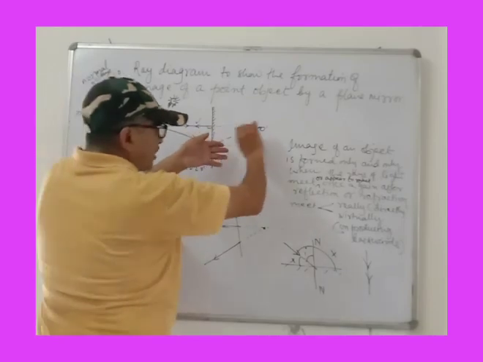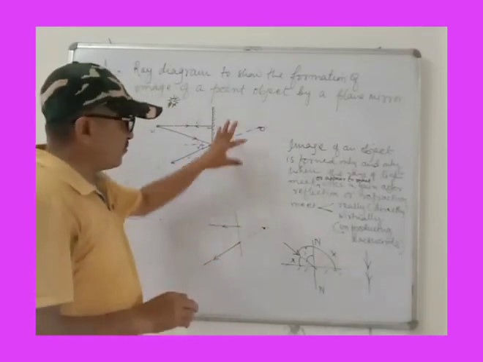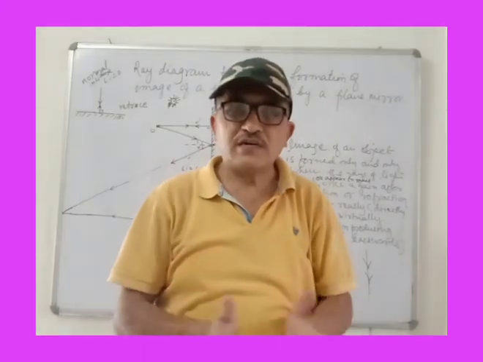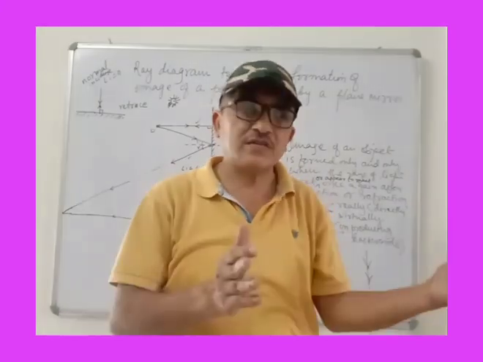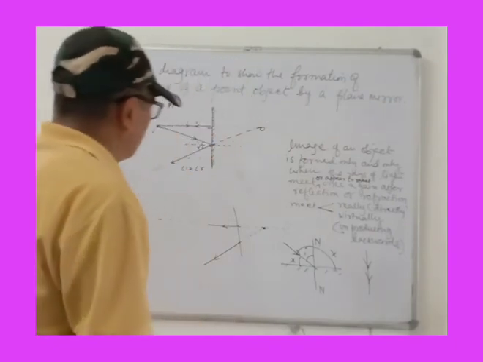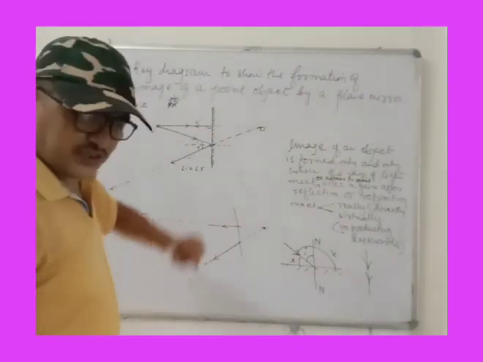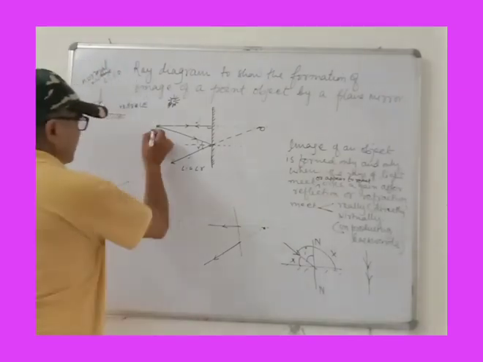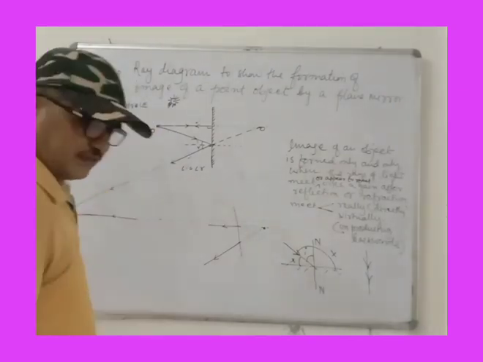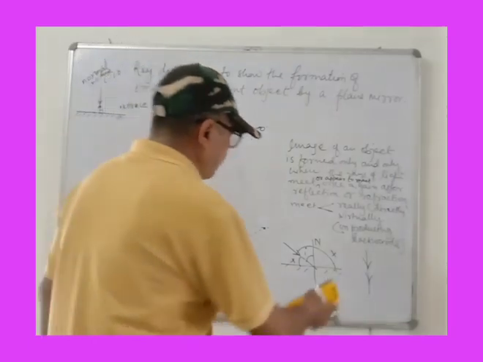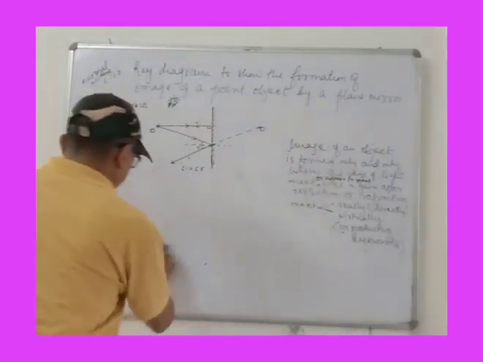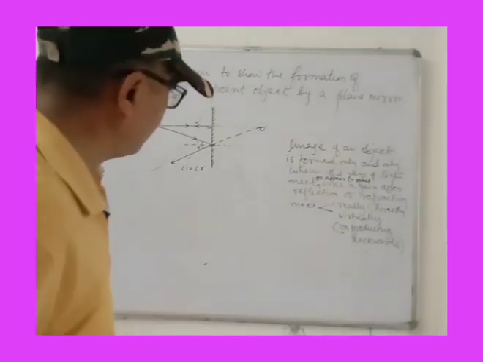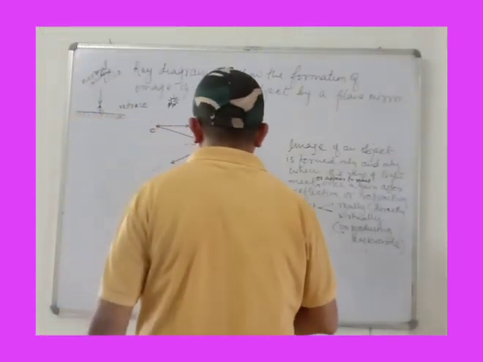Because we have drawn dotted lines. Dotted lines are not real. It's virtual, just imagination. Okay, so this is the position of the image of a point object. Clear? If it is not clear, watch the video again and again and listen to me again and again.